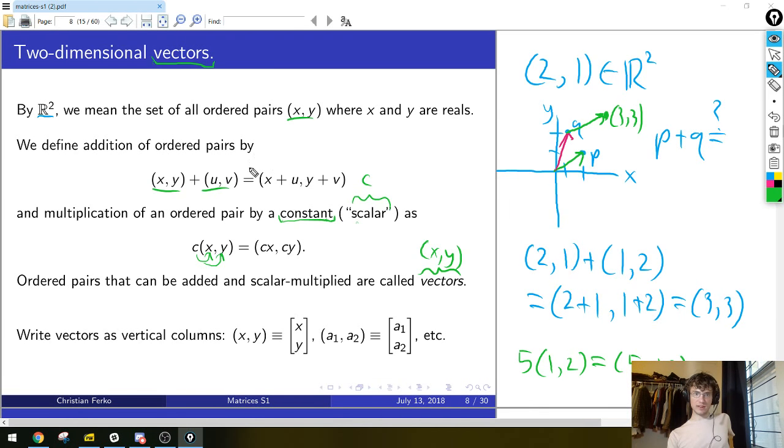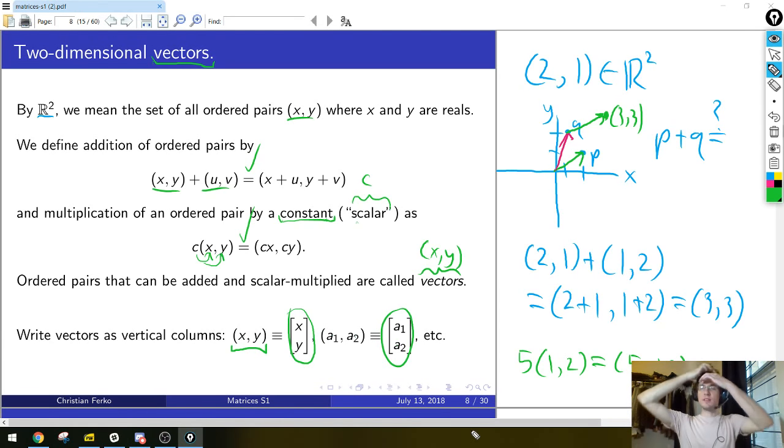So the takeaways here are vectors are ordered pairs. We can add them. We can scalar multiply them. And the final takeaway is that although it's often easier to write them with parentheses, especially if you're trying to save space, later I'm going to exclusively write them with vertical columns like this. So you put the first component on top and the second on bottom. So A1 and A2 will be the top and bottom components. Okay, good. Lots of stuff, but thoughts on this?